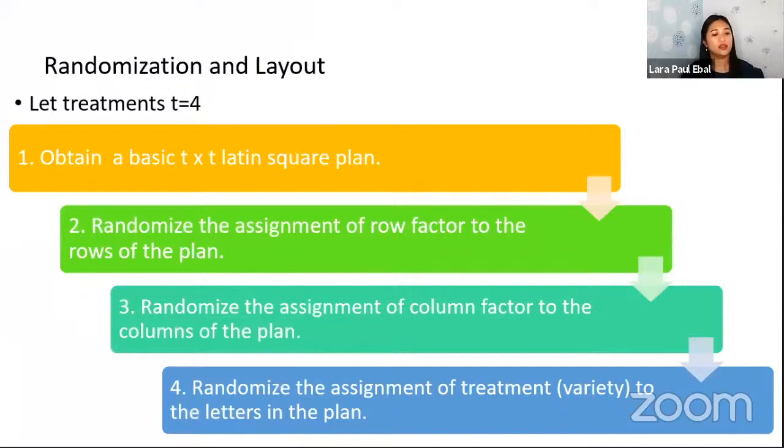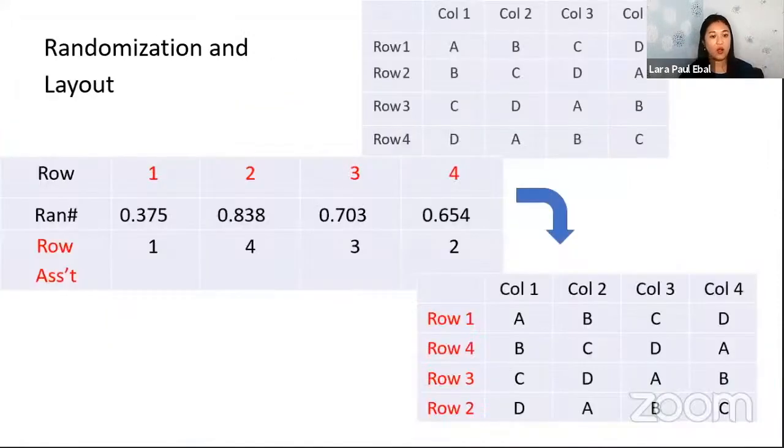Obtain a basic t by t Latin square plan. So you should have this square plan. Then randomize the assignment of the row factor. Next, randomize the assignment of the column factor. And last, randomize the assignment of treatments. So how do we illustrate that? First, we have this original layout, so wala pang randomization na involved dyan. We have the arrangement 1, 2, 3, 4 for the columns, and then for the rows 1, 2, 3, 4, and for the treatments A, B, C, D, ganun lang. As you can see, this is the original layout.